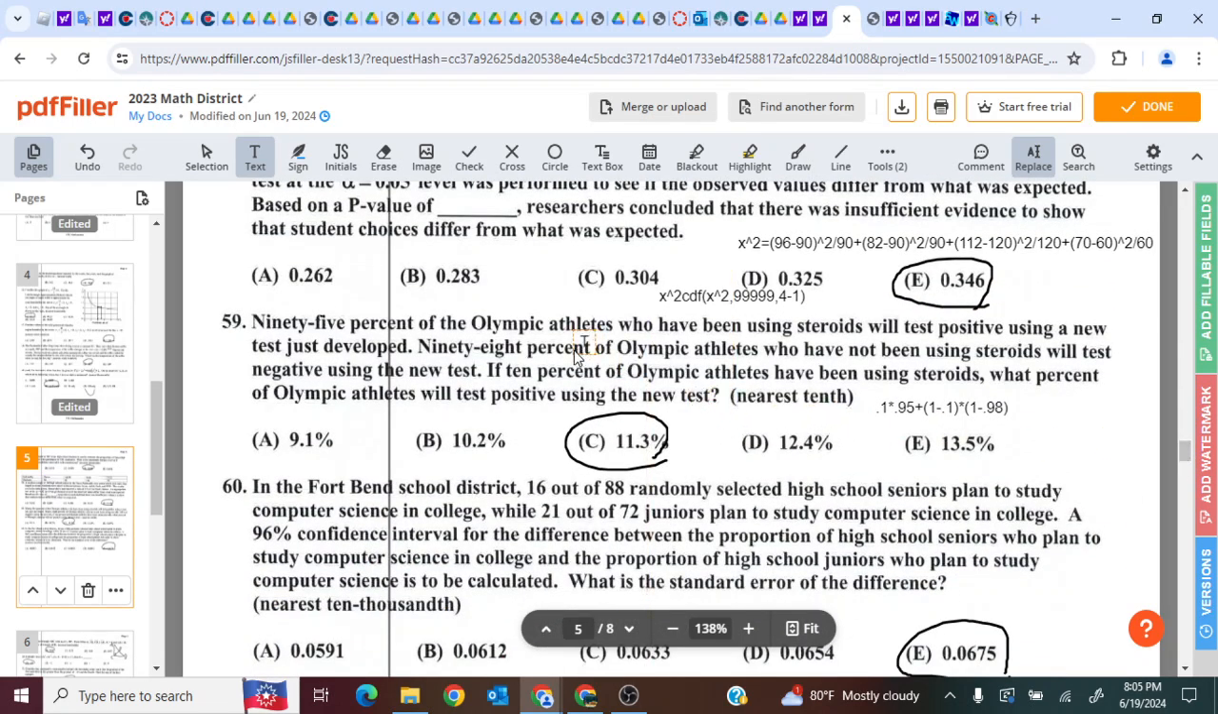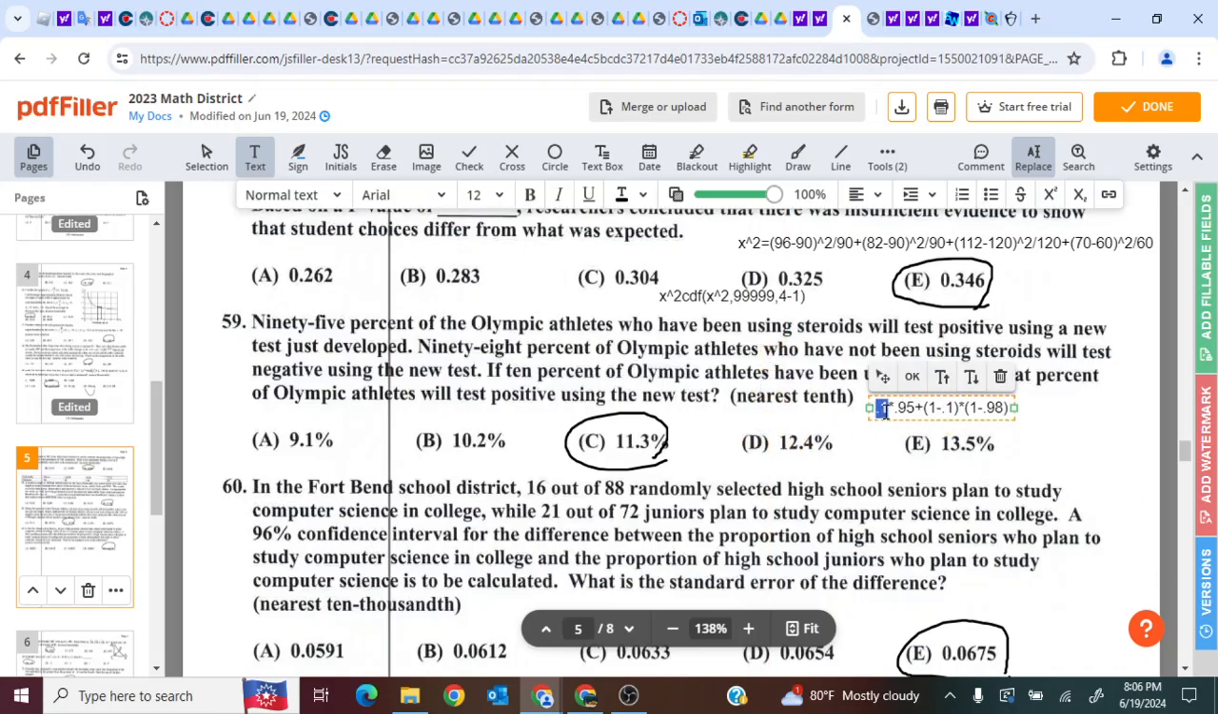90% of Olympic athletes who have used steroids will test positive, and 98% who have not been using steroids will test negative. If 10% of Olympic athletes have been using steroids, what percent will test positive? Well, what you have here is 0.1, or 10%, of the Olympic athletes have been using steroids, and if that's the case, there will be a 95% chance they get recognized.